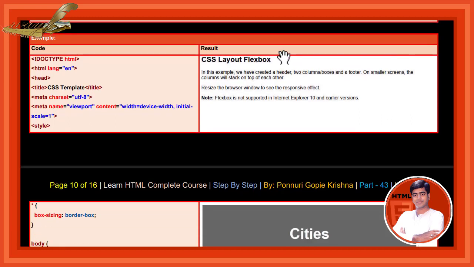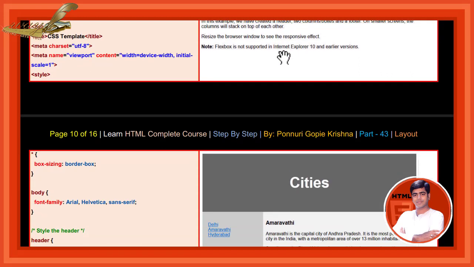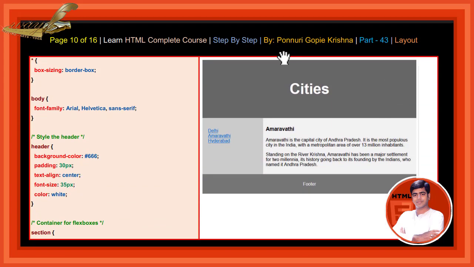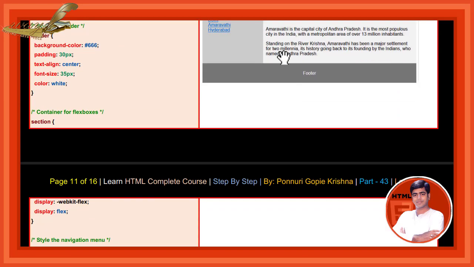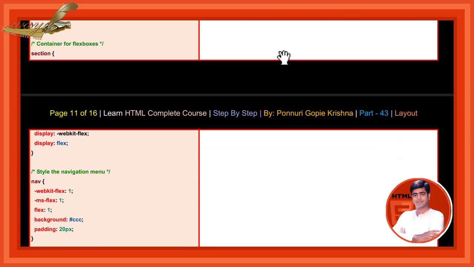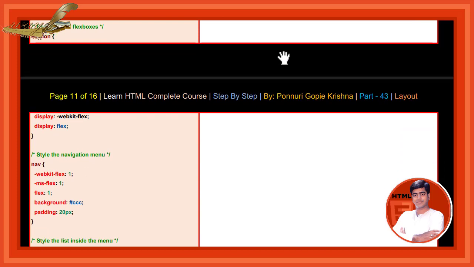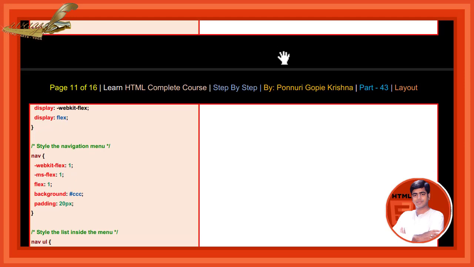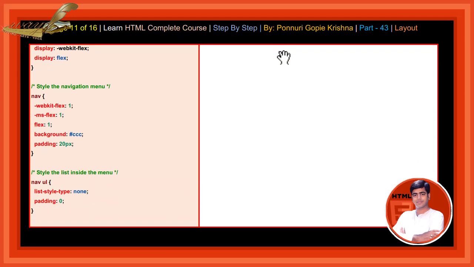See example: box-sizing border-box, body, font-family, style the header, background-color, padding, text-align, font-size, color we have given. Container for the flex boxes, section. See display -webkit-flex, display flex. Now we are using the flex command here. Style the navigation menu. Now -webkit-flex, -ms-flex, flex 1, background #ccc, padding 20 pixels.